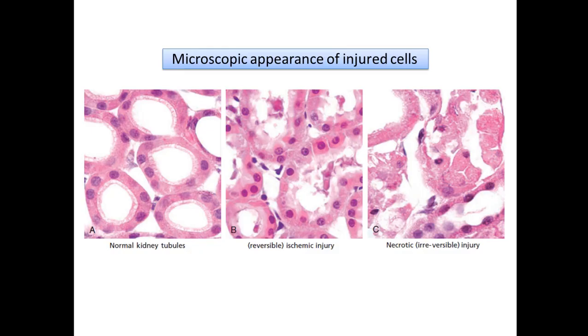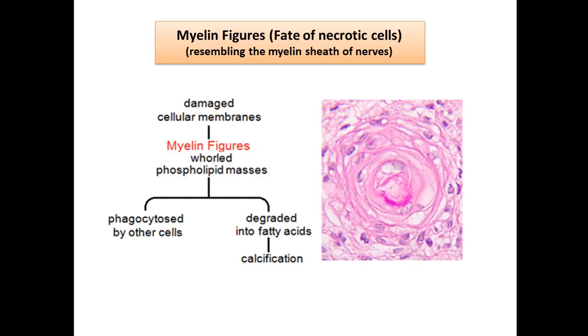So here in this slide we can see normal kidney tubules, then reversible injury to the renal tubules, and in the third section the renal tubules are irreversibly injured.